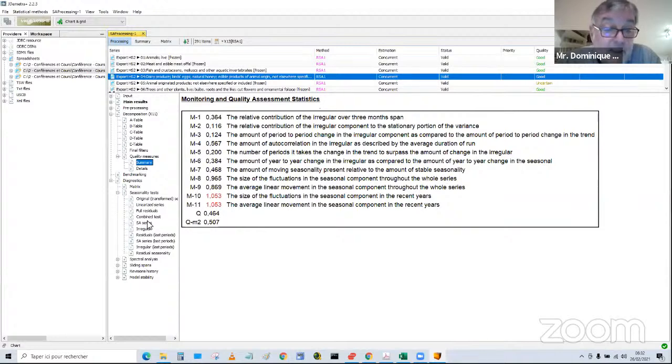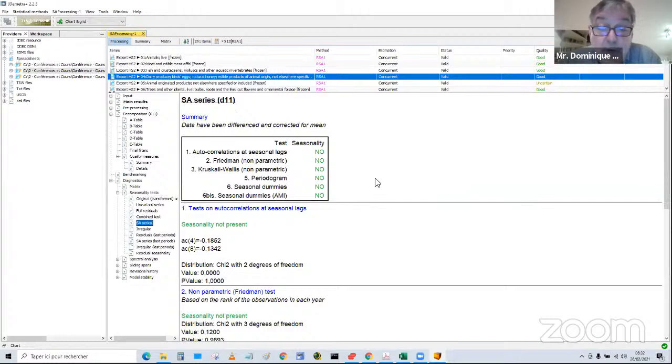And the Q statistics are correct. So last verification, I have no residual seasonality. So I would say, for me, this one is correct too, okay?